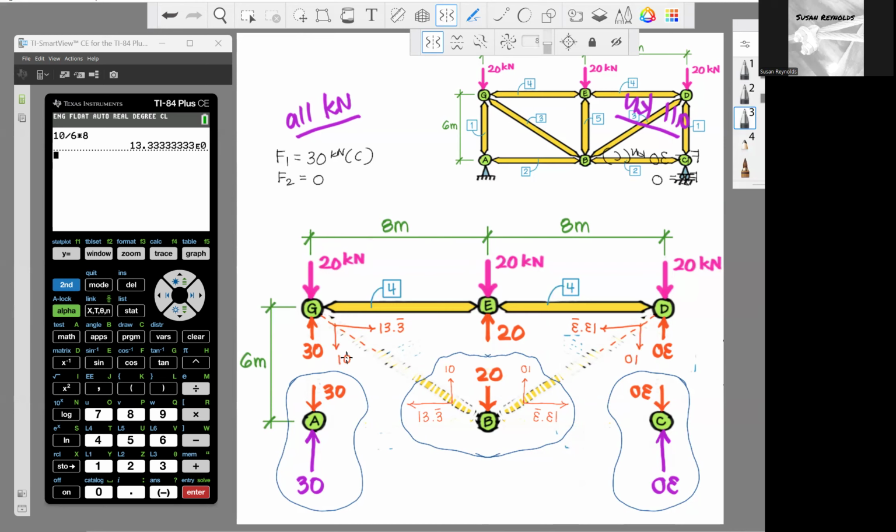All right, let's go on to node G. So G is looking pretty good. I have to remove member 4 and replace it with its effect on node G. So get member 4 out of there and get my orange color for internal forces. Let's spot check vertical equilibrium. So 20 and 10 is equal to 30. That's a good check, right?